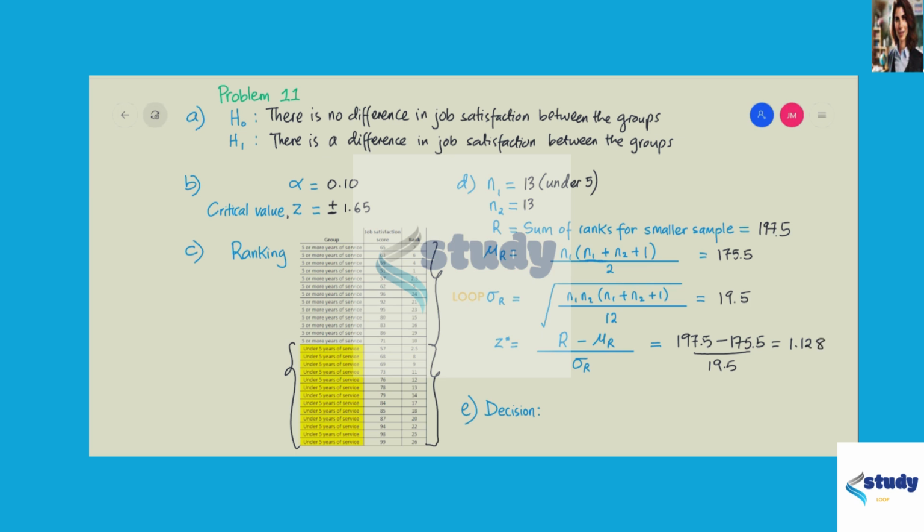Now we can compare the calculated value of Z and the critical value of Z. So the calculated value of Z is 1.128 and the critical value of Z is 1.65. Here we notice that the calculated value of Z is less than the critical value of Z, which leads us to making the decision to fail to reject the null hypothesis.